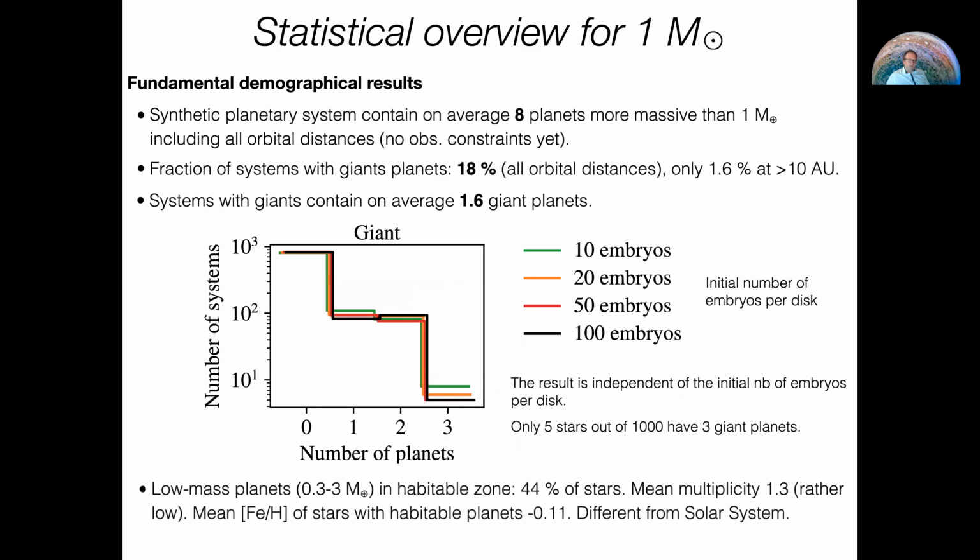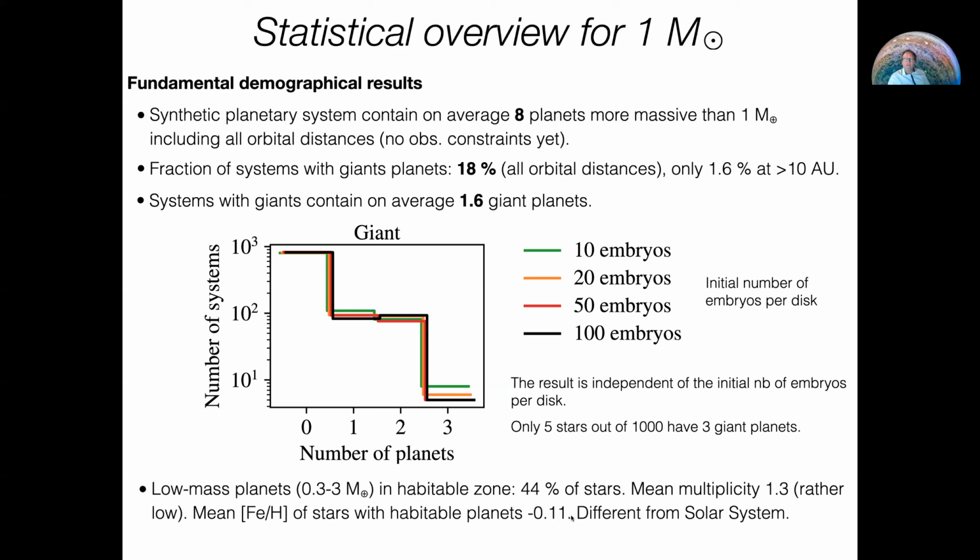And now for the low-mass planets in the habitable zone, there we find that 44% of stars have such a planet, and typically the multiplicity of these planets is rather low, 1.3. And this is due to the fact that the habitable zone is actually not very wide in semi-major axis. And the mean metallicity of stars with such planets is minus 0.11, so it's about solar. So these are systems that are different from the solar system, most of them, not all, in the sense that typically these are systems with only low-mass planets, with habitable planets, but there are also some mixed systems like in the solar system.